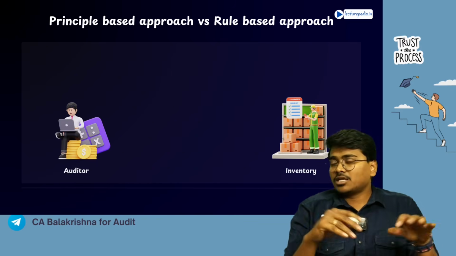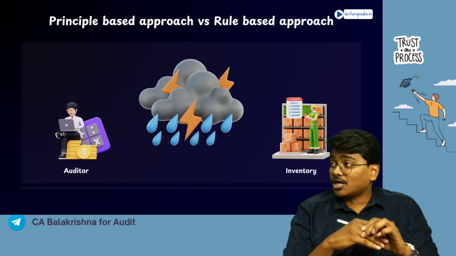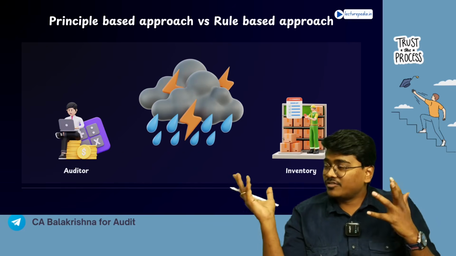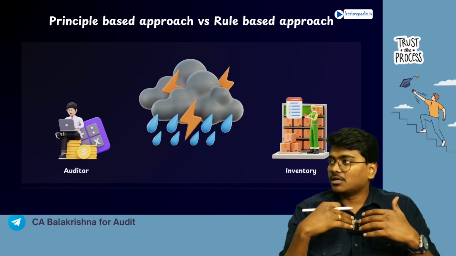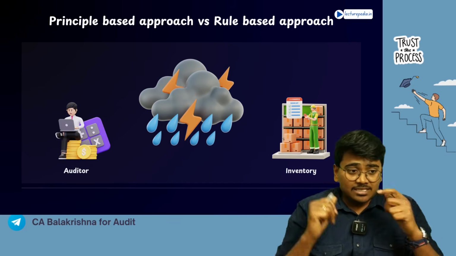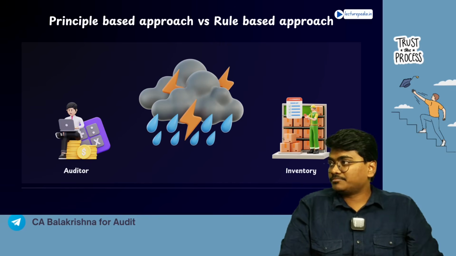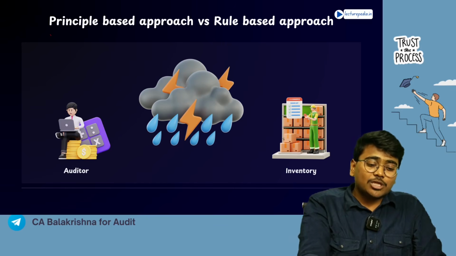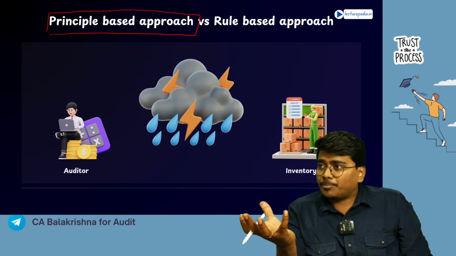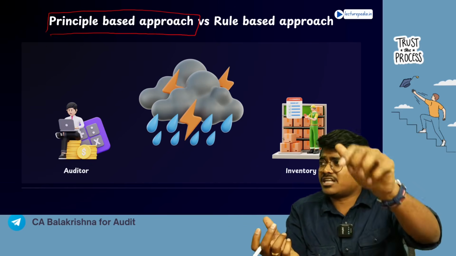Now, suddenly on 31st March, there is a huge rain and the auditor is unable to visit the location for doing physical inventory. Okay, it is quite impossible. The entire area is flooded with water. Now, in this situation, if you go by the principle based approach, you will apply your professional judgment. The core principle is, I need to obtain audit evidence of the inventory that is present as on 31st March.